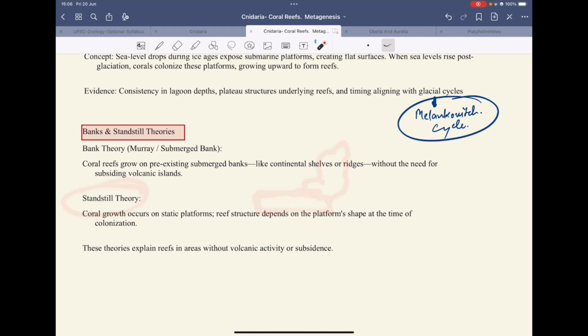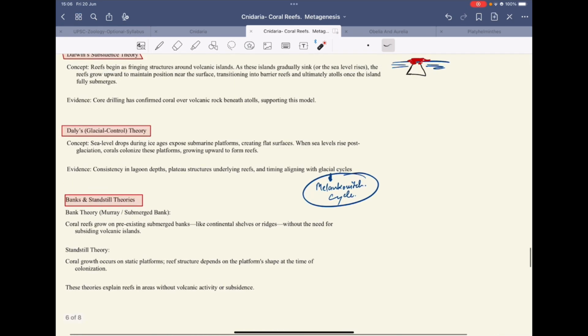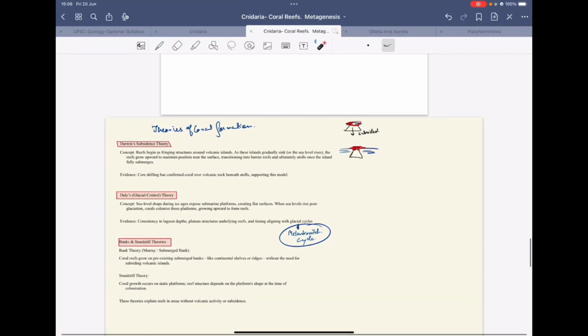According to the standstill theory, the coral growth occurs on the static platform. Reef structure depends on the platform's shape at the time of the colonization. So these theories explain the reefs in areas without the volcanic activity or subsidence. So these are the theories regarding the coral formation.